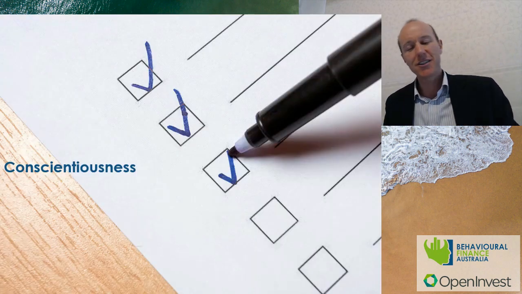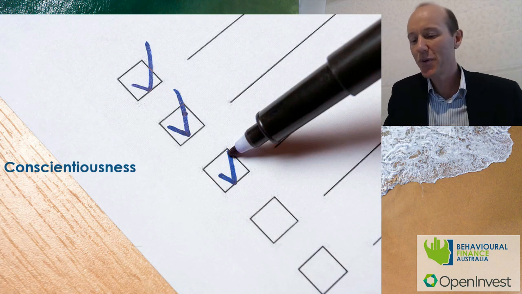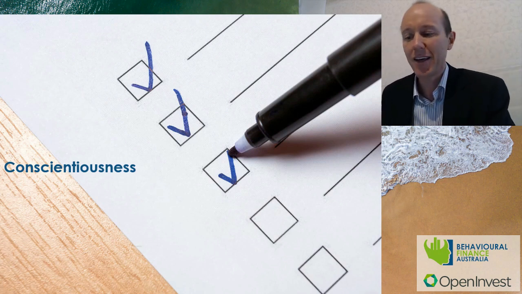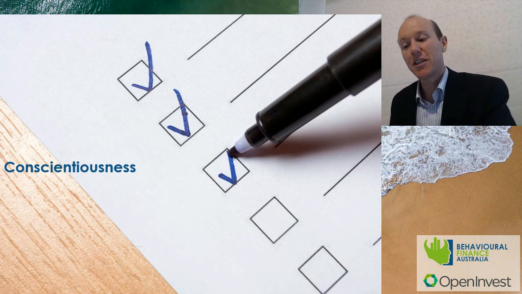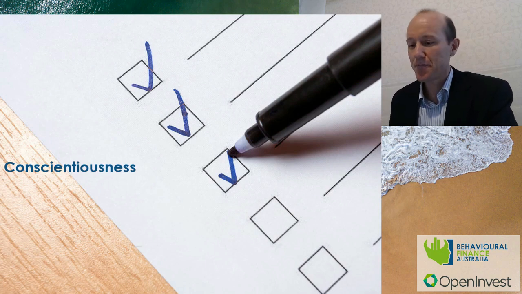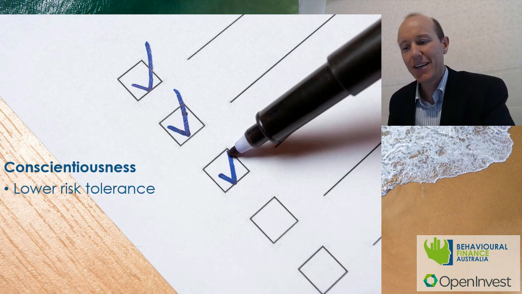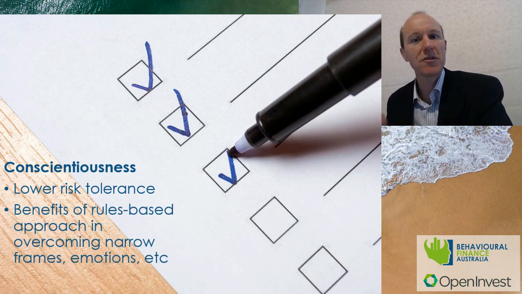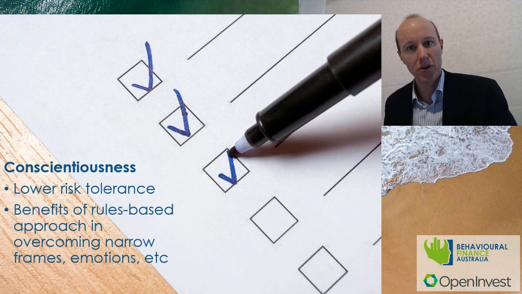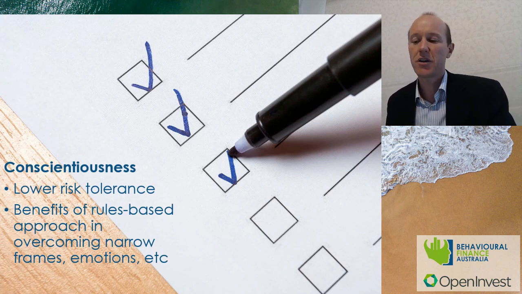So conscientiousness is somewhat similar to openness in that it's probably a good thing, but it's also quite different. So people who are high in conscientiousness tend to have a lower risk tolerance. All right, but what's going on here? Well, the lower risk tolerance and the conscientiousness, I mean, these are people who like sticking to processes, like having systems, like being methodical, like having self-discipline, for example.